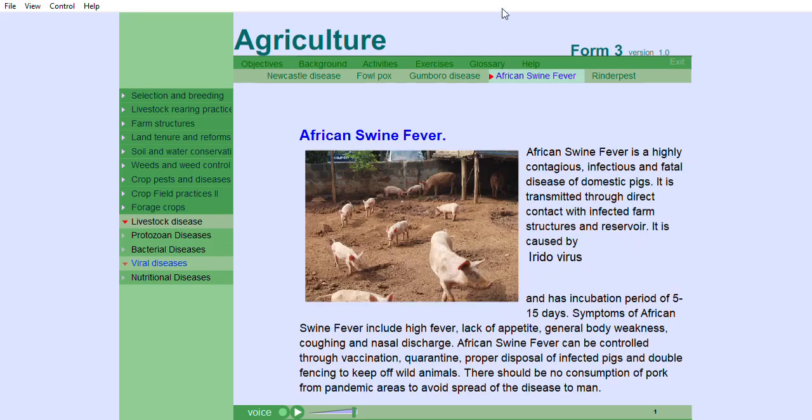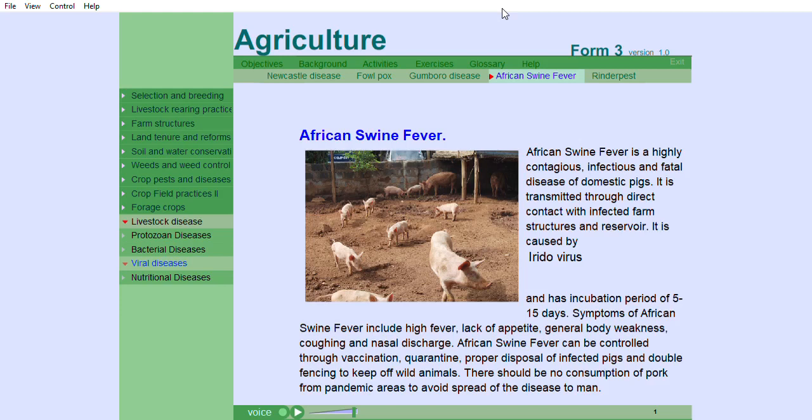African swine fever. African swine fever is a highly contagious, infectious, and fatal disease of domestic pigs. It is transmitted through direct contact with the infected farm structures and reservoir. It is caused by iridovirus and has an incubation period of 5 to 15 days.